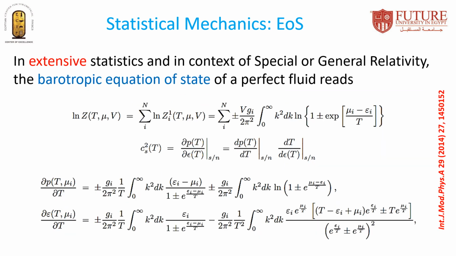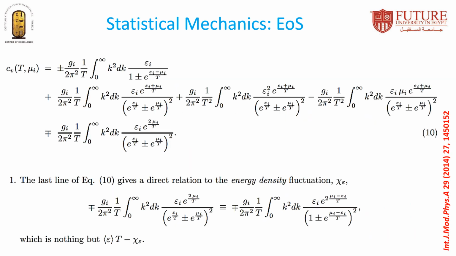In the extensive statistics, just for simplicity, we can write the partition function in this way, ln Z or log Z. In this function, we have the summation over all degrees of freedom of all hadrons and resonances, from which we can deduce the speed of sound. We need just to compare the temperature derivative of the pressure and the temperature derivative of the energy density. When we do this correctly, we get this expression for the speed of sound.